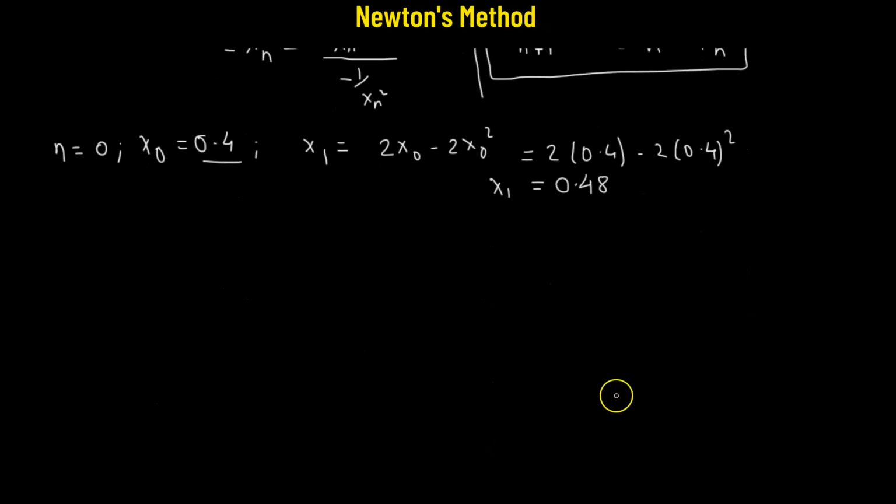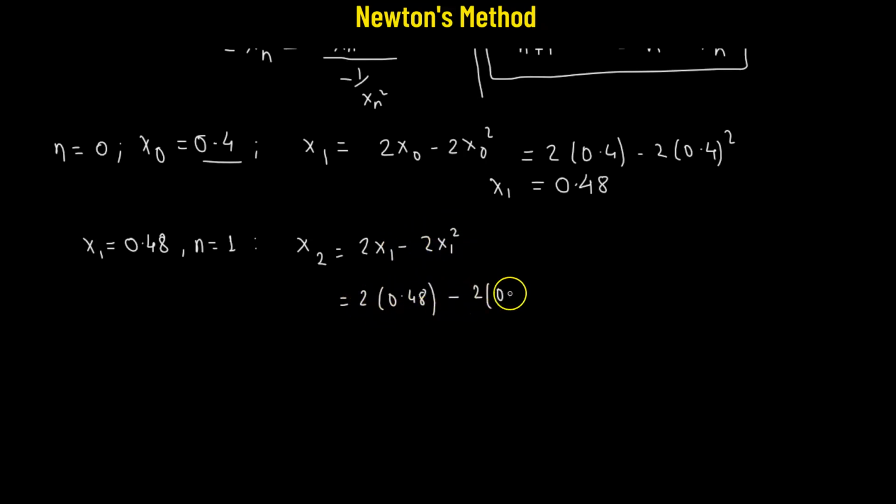Now we will use x1 to calculate x2. So we have x1 equals 0.48. We'll consider n to be 1. So this will give us x2 equals 2x1 minus 2x1 squared. We have 2 times 0.48 minus 2 times 0.48 squared. So this should give us 0.4992.